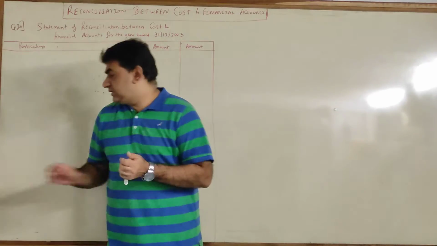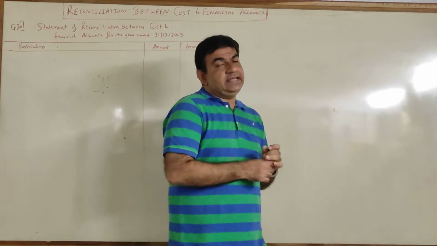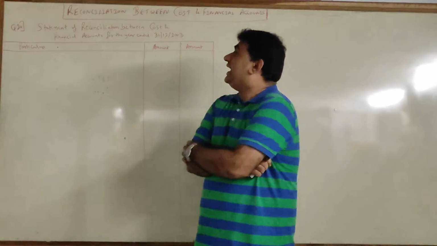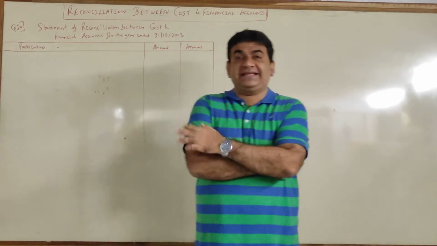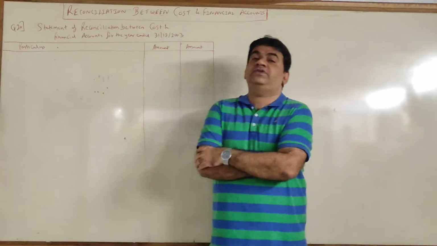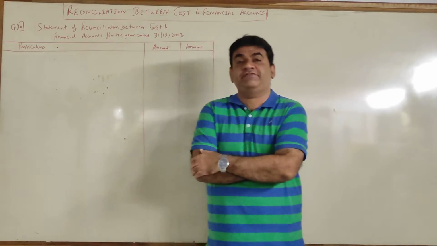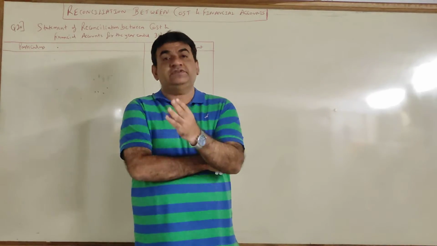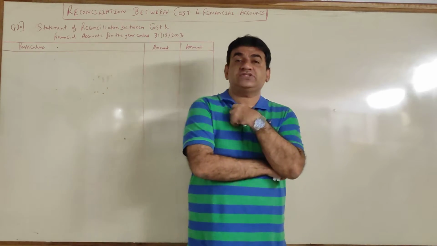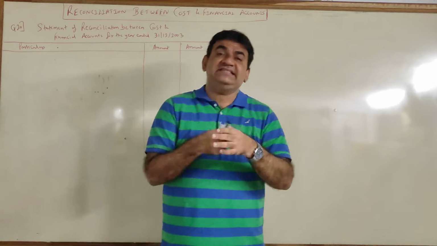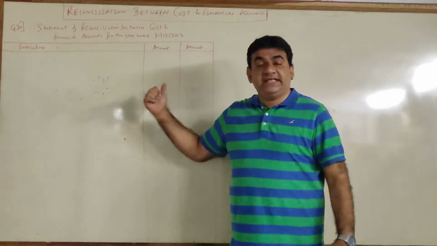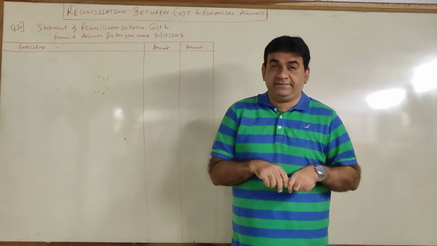Good morning, guys. After completing the chapter cost sheet, now we take the next chapter, that is reconciliation between cost and financial accounts. To do this chapter, first we need the base of cost sheet. That is the reason cost sheet is always done first, and then this chapter is to be done.